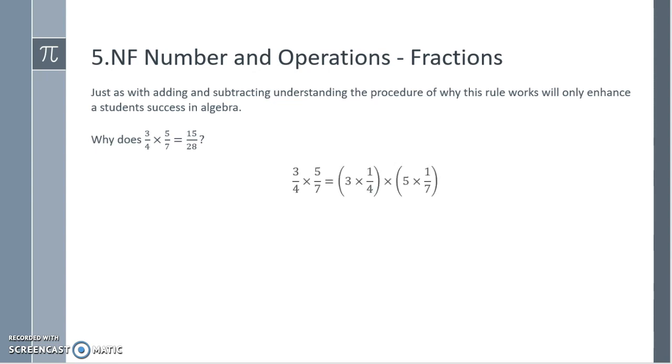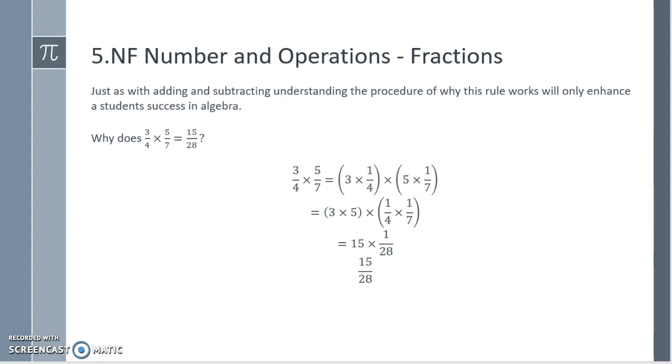3 copies of 1/4 times 5 copies of 1/7. Using the associative and commutative property, I can rearrange these because it doesn't matter in which order we write multiplication, it all equals the same. So 3 times 5 times the unit fractions, and we get 15 times 1/28, which is the same as 15/28.